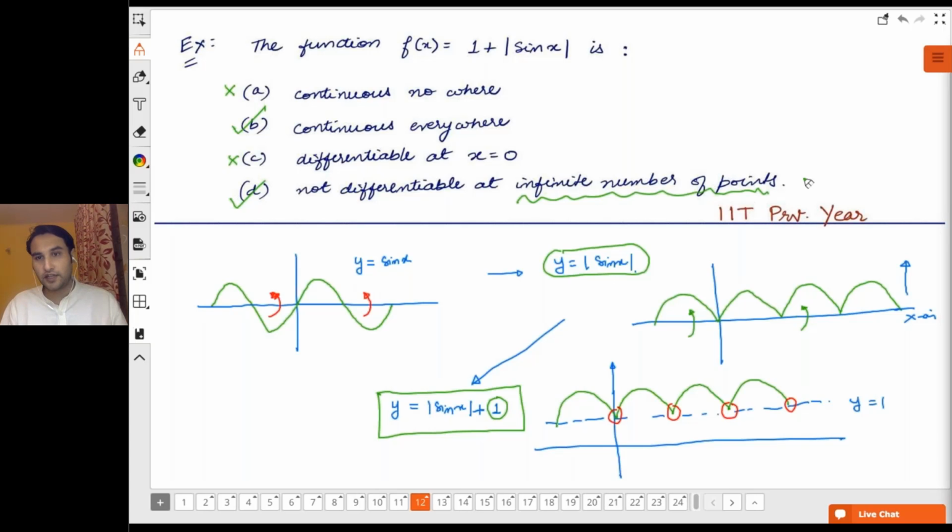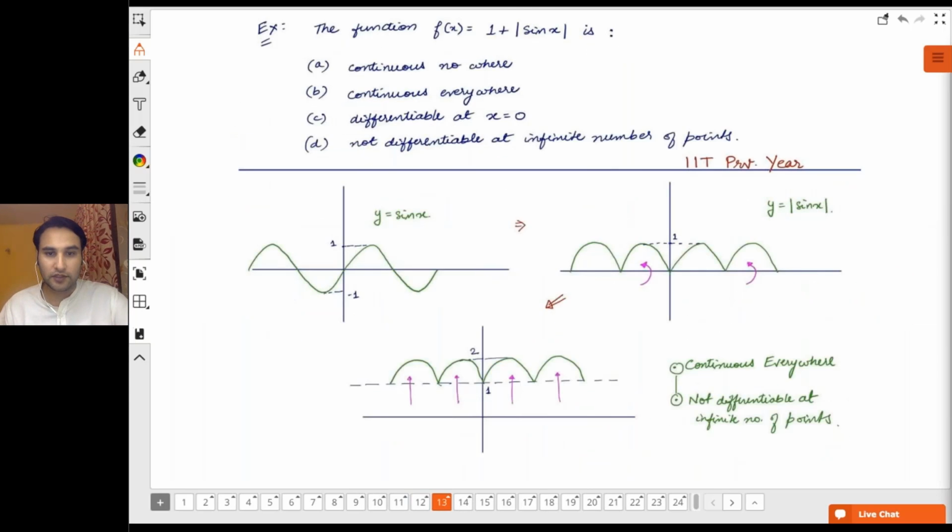And actually you can tell those points are x is equal to n pi, because these points are 0, pi, 2 pi, 3 pi. At all the multiples of pi, the function will not be differentiable because there is a sharp corner. This is what I just said. So these are the points of sharp corner.